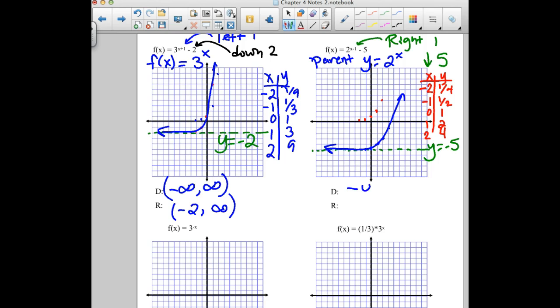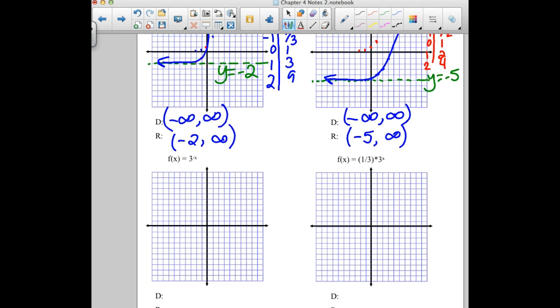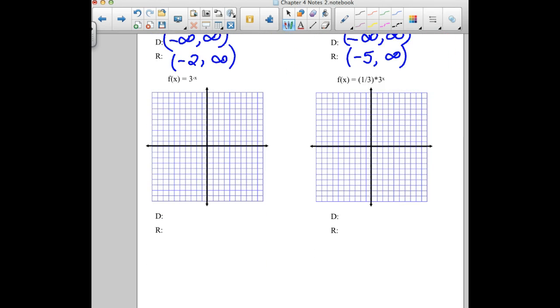So once again, domain is all real numbers. Our range this time, we are starting just above the -5 mark and going up from there. All right, next one. We have y equals 3 to the -x. And we said negative exponents really just flip this over. So this is the same as saying 1/3 to the x power. All right, let's make our t-chart.